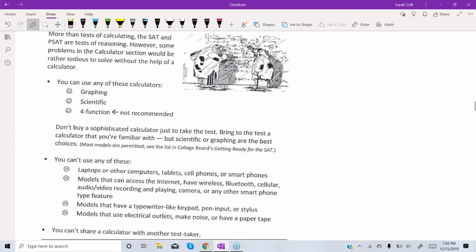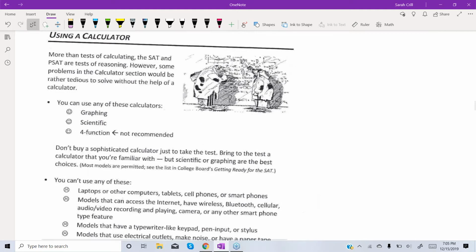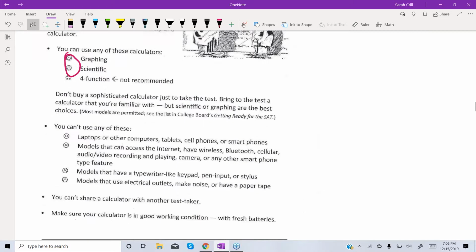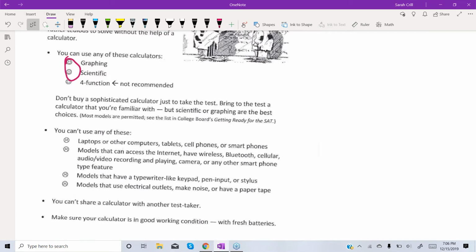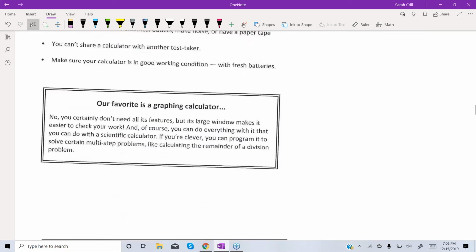Using a calculator. What kind of calculator should you use? You should either use a graphing or a scientific calculator. At the end of the day, you should use whatever calculator you're most comfortable with. Let's say that you switch calculators. You want to make sure you have ample time to get practice with that calculator. If your calculator needs to be charged, make sure you charge it the night before the test.